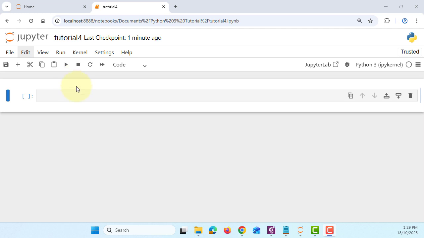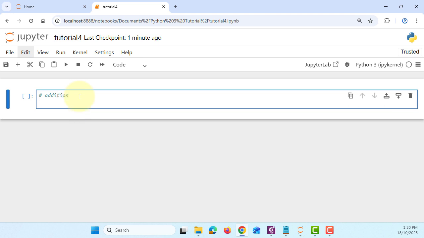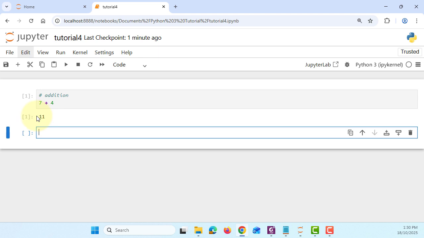Okay, this is tutorial number 4. Let's look at arithmetic operators. Let's start with addition. That's the comments. So we can say 7 plus 4. As you know, that should be 11. Okay, you can click here, 11.